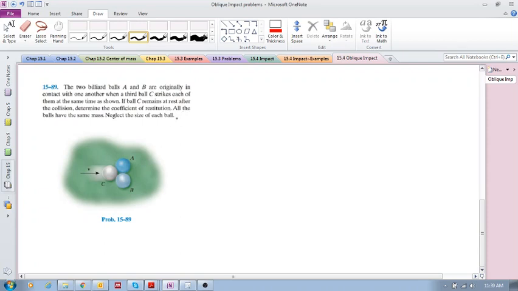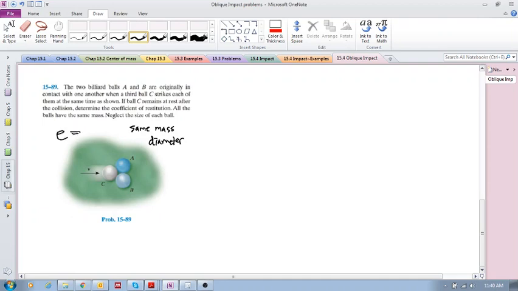Now, importantly, all the balls have the same mass. And they say neglect the size of each ball. Okay, neglect the size, but it's important. Our assumption also is that they have the same diameter. That is key. So they have the same mass. And my assumption here to solve this problem, although they don't say it, is the same radius, the same diameter. Okay? So now, we are looking for the coefficient of restitution.